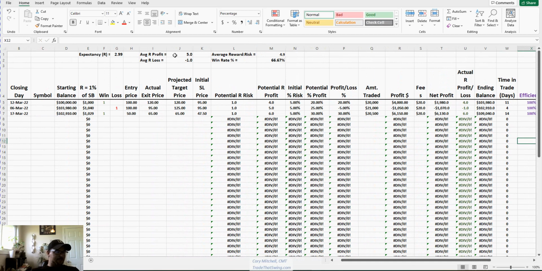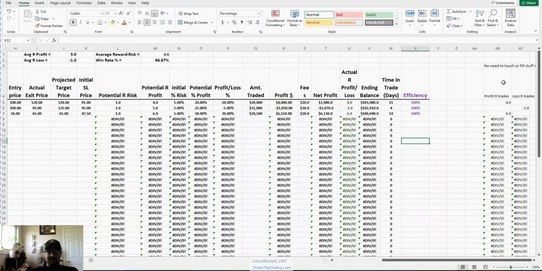So as I was typing those in, you may have seen these numbers along the top change. And so expectancy we already talked about. Average R profit: if you look over here, there are some things that I say you don't need to touch, because they're just pulling values from over here. So you have your profit and losses, and this one's just pulling out all the positive numbers, and this one's just pulling out all the negative numbers, and then those are used to calculate our average R profit.